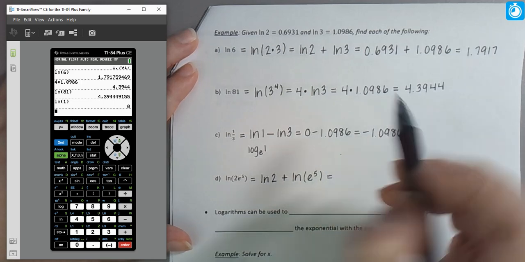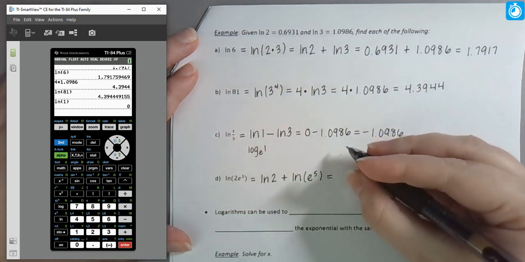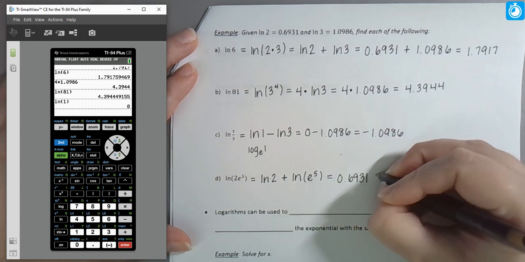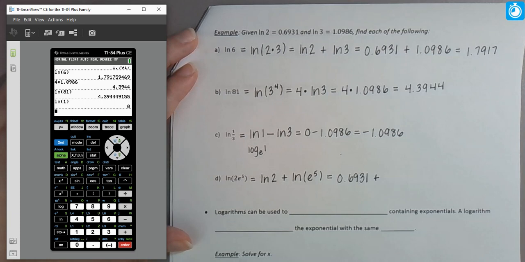Now, natural log of 2, that was one of the values we were given, so 0.6931. What about the natural log of e to the 5th power?